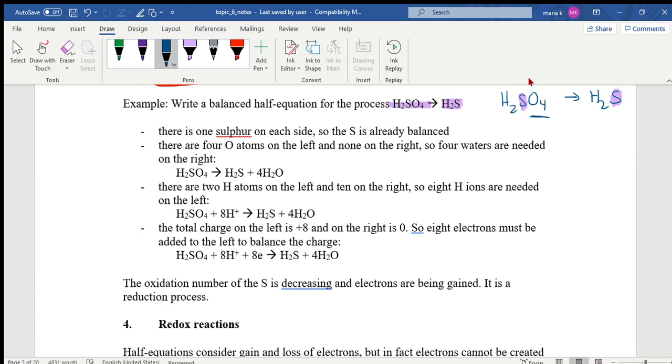Now there are 4 oxygens here, so we'll need to add 4 water molecules on this side. Now to balance this, we have 8 hydrogens here, so we're going to add H+ ions. Now let's count the charge. So this atom here is neutral. This is a 4 plus. This here is neutral, and so is this. This means it has 4 missing electrons. So we're going to give it 4 electrons. And so that should balance the equation.